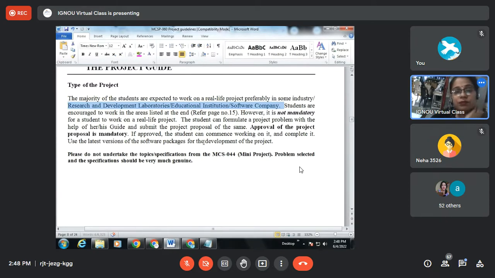It could be any topic. If some of your parents are running some sort of business, you can plan to automate that, because this kind of topic is not duplicated somewhere, right? So it will help you create uniqueness in your project also. It is specifically written here that it is not mandatory for a student to work on a real life project. It is your choice. That's why this freedom is given to you, that you can think till Tuesday about your topic.